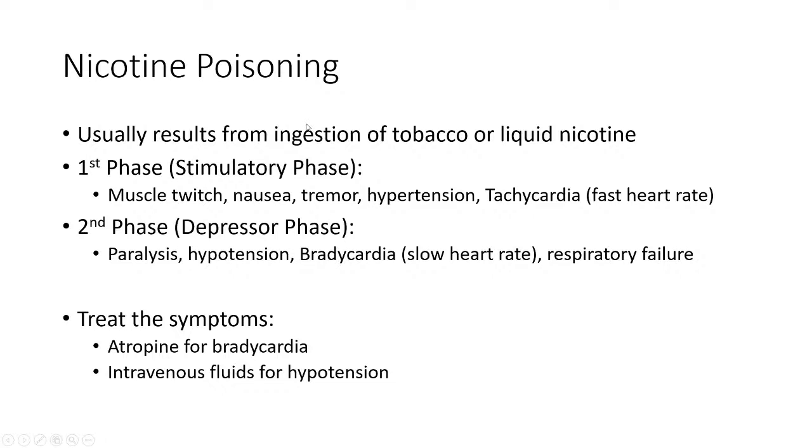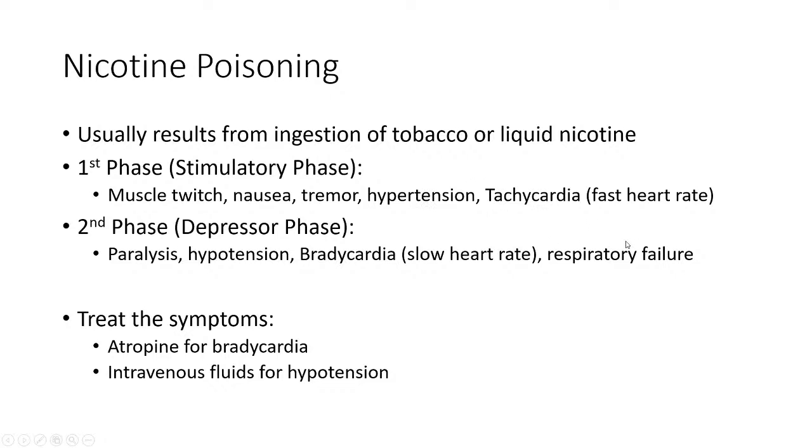I think we mentioned before that tobacco plants evolved to produce nicotine actually as a pesticide to kill bugs that might try and eat them. So the first phase of nicotine poisoning is stimulatory, and so you're going to see muscle twitch, as well as nausea, tremor, hypertension, and tachycardia or a fast heart rate.